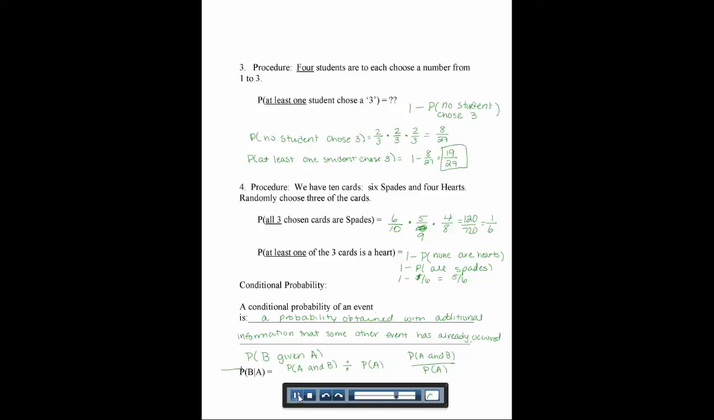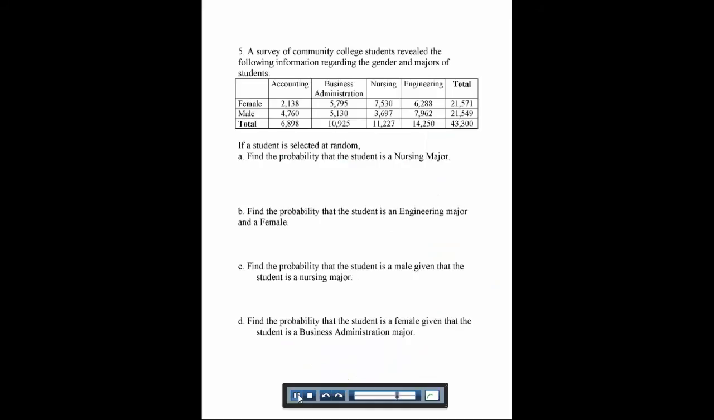Okay, and often we'll be given a table like this. And so this table, it says a survey of community college students reveals the following information regarding the gender and majors of students. So we have female and male students, and then we have different majors. They could be in accounting, business administration, nursing, or engineering. And then we've got some totals already added for us. Okay, so it says if a student is selected at random, find the probability that the student is a nursing major. So this isn't conditional. It's just we want to know what's the probability that it's a nursing major.